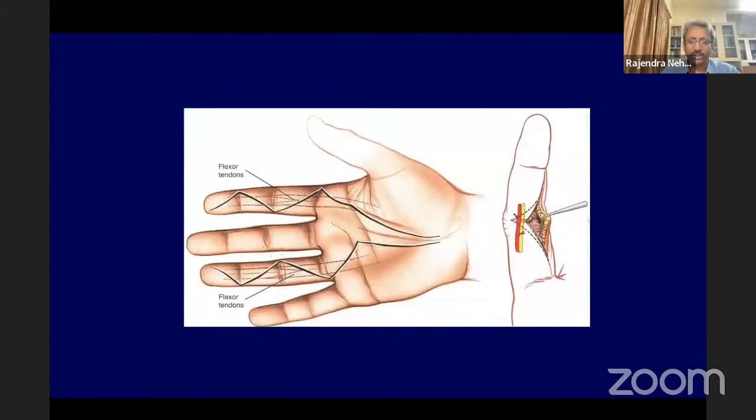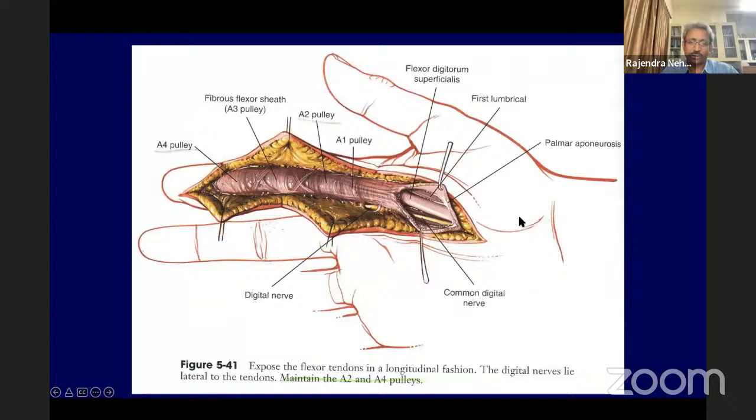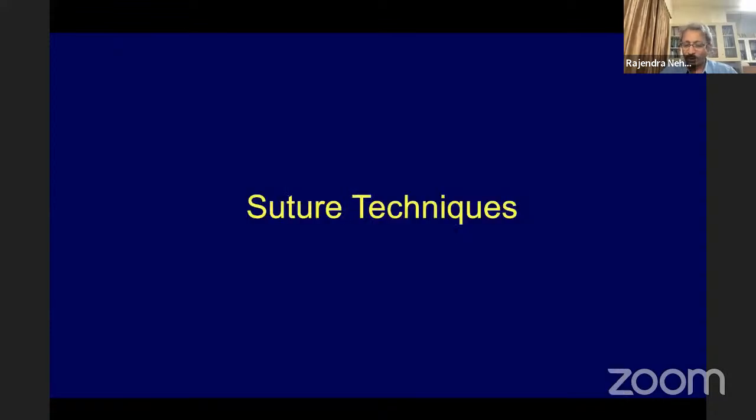I'll skip a few of the slides. I like the Brunner's incision, a zigzag incision. It should not be obtuse, but it should have an acute angle at the lateral border of the digit so that it doesn't contract. But you have to be careful that you don't damage the nerves and vessels in this region. Pulleys, you need to keep the A2 and the A4 pulley intact. You should always remember this.